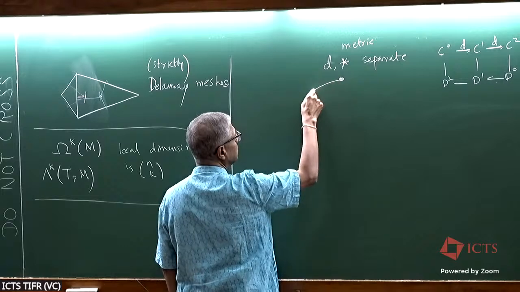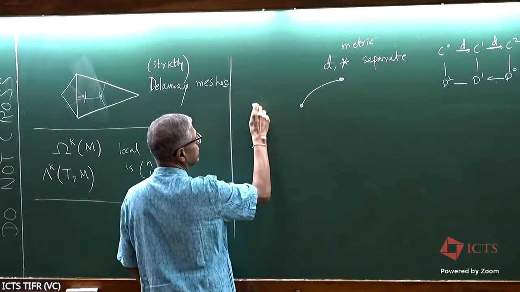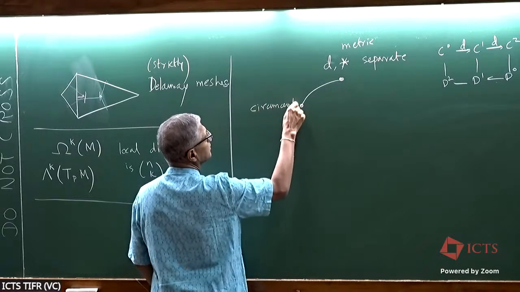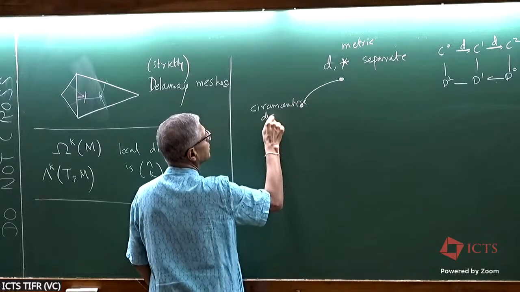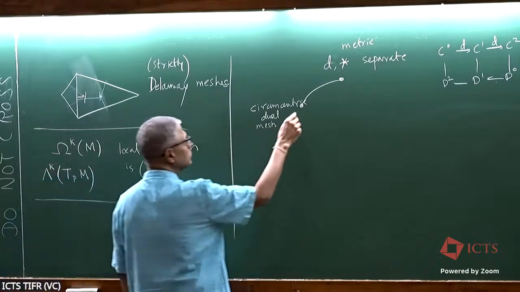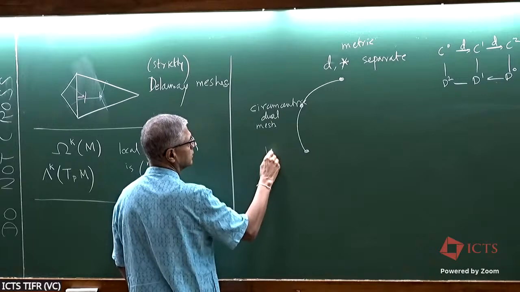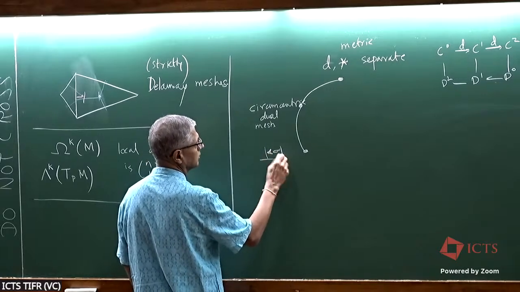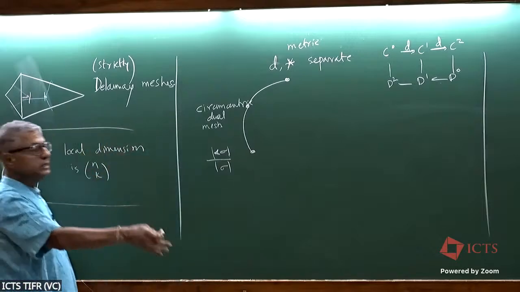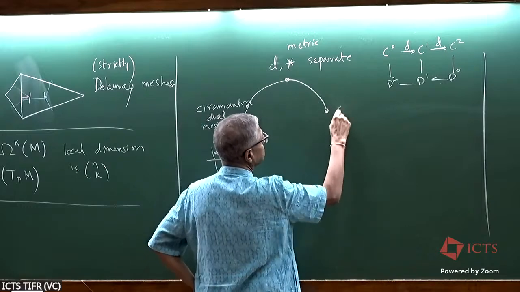So if you go down the path of the metric dependent part, then the next feature of DEC is that it uses circumcentric duals. And then it uses that to define the discrete Hodge star as the volume of the dual divided by the volume of the primal. And on the other side, in the metric free side, d is coboundary.